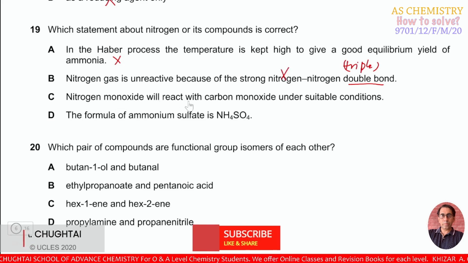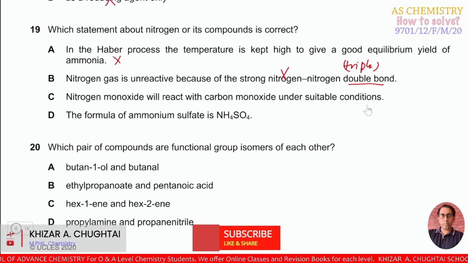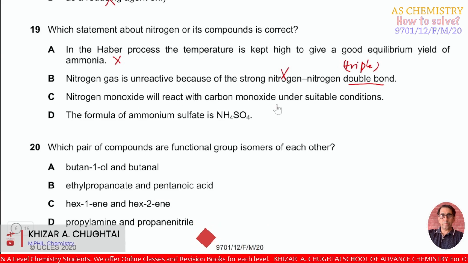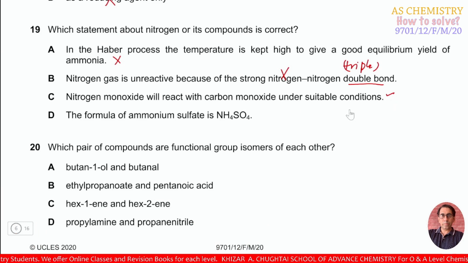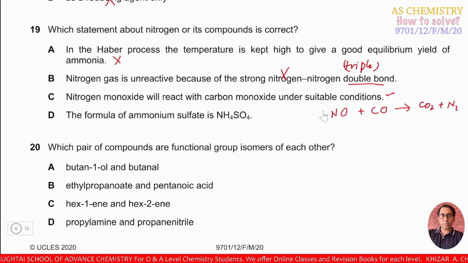C, nitrogen monoxide will react with carbon monoxide under suitable conditions. Yes, it is possible, as you have seen in the catalytic converter. Nitrogen monoxide may react with carbon monoxide to give CO2 plus N2. I mean, 2 moles of nitrogen monoxide may react with 2 moles of carbon monoxide, and 2 moles of CO2 are formed, and 1 mole of nitrogen. Yes, it is correct. So C is the possible option.